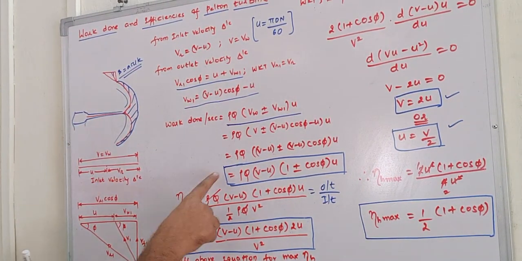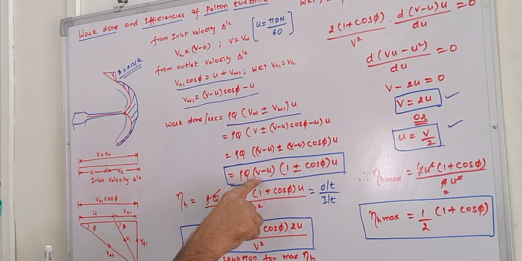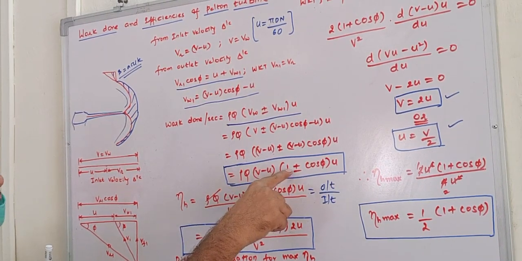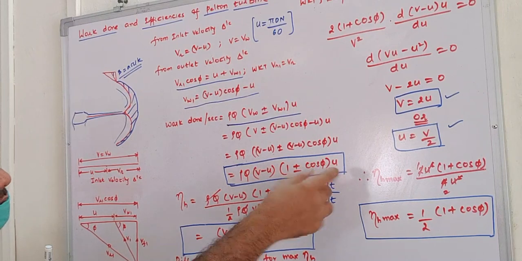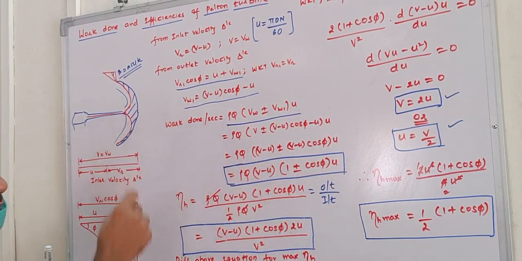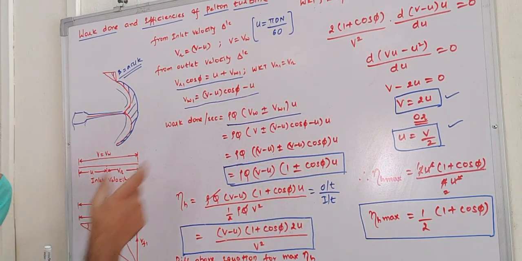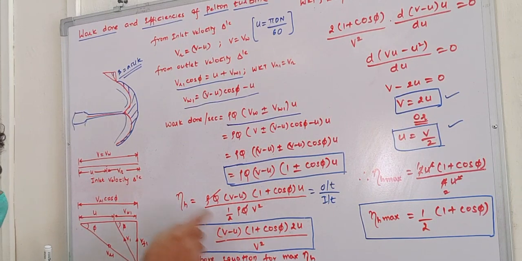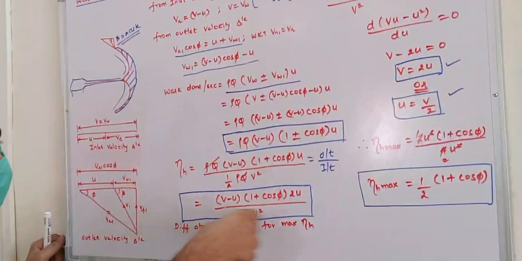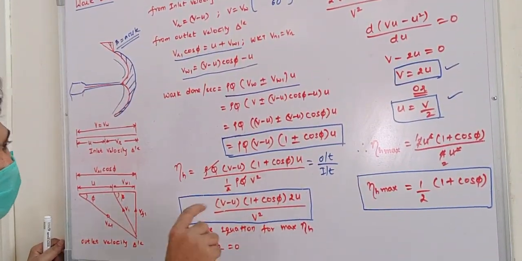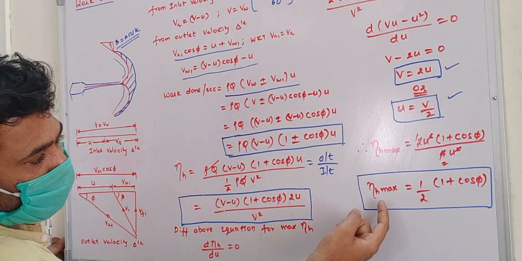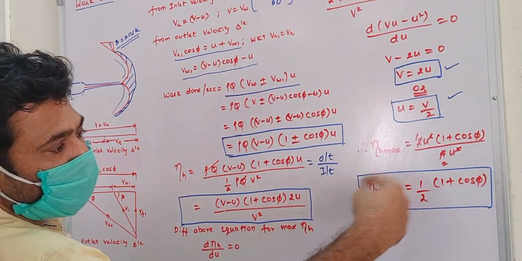To calculate the work done, we have to go over here: rho into Q into V minus U into the bracket 1 plus or minus cos of phi into U. This is the work done per second on the turbine. And this is the hydraulic efficiency. This is the equation to calculate the hydraulic efficiency. If you want to find out how much is the maximum hydraulic efficiency, you have to solve this.